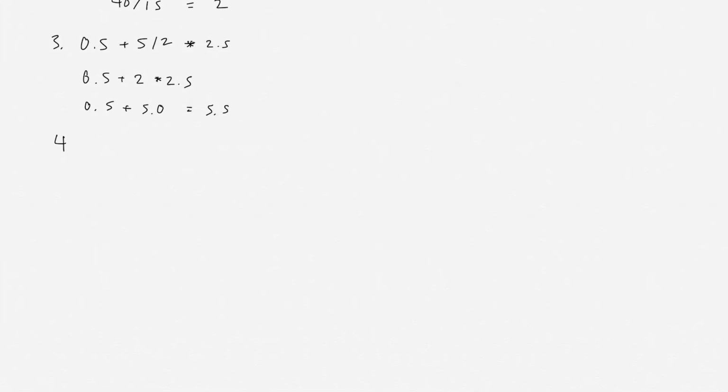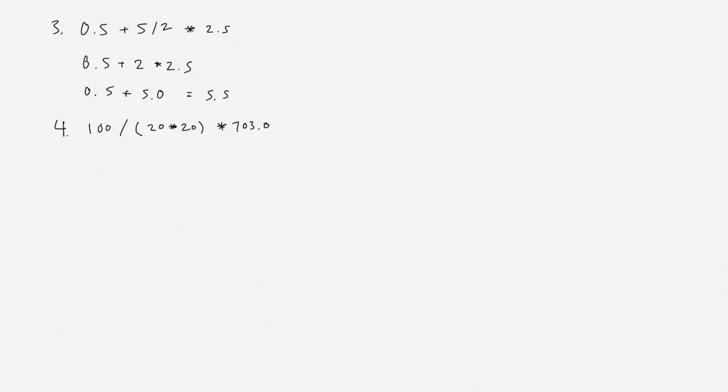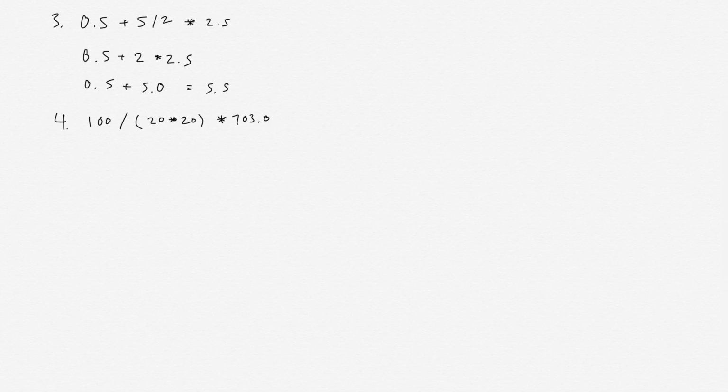Number 4. We have 100 divided by parentheses 20 times 20 times 703.0. Well, this is going to look a little complicated, but thankfully, if you know what you're doing, it's not that hard. You don't have to actually multiply by 703, that's just to scare you. So I'm giving away a little bit too much hint here. But anyway, let me get down to it.